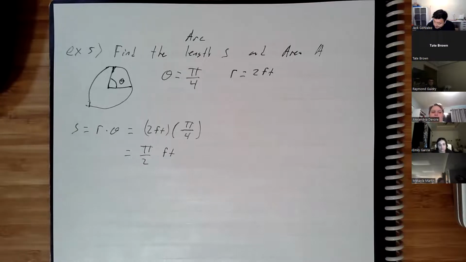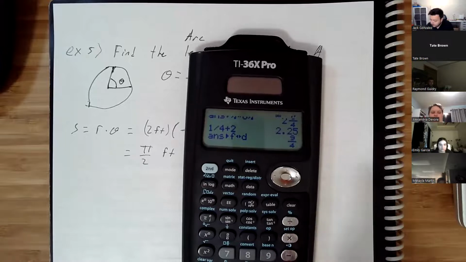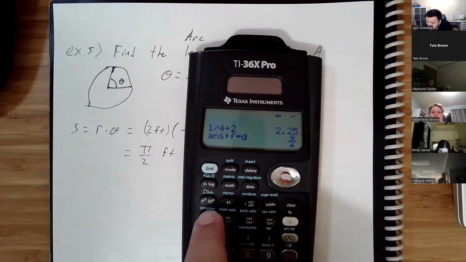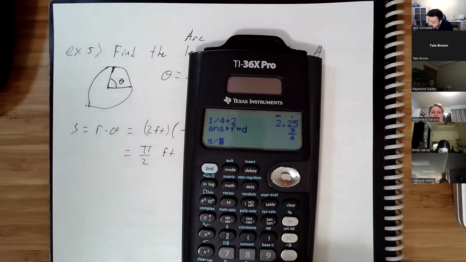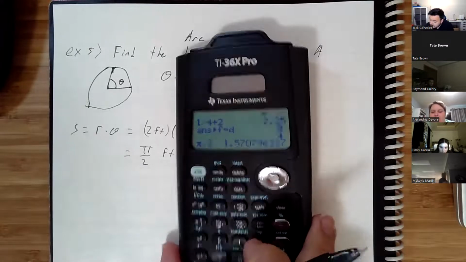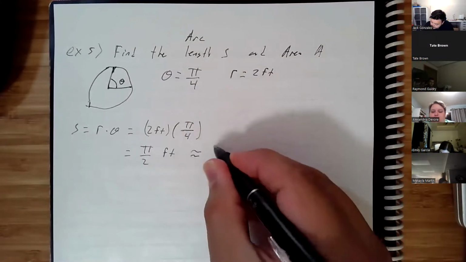Anyway, so pi over 2, what is that as a decimal? This sounds weird to say, pi over 2 feet, right? What the hell is it? So it's about 1.57 feet. So approximate symbol.